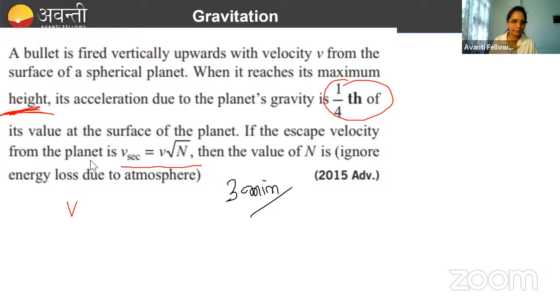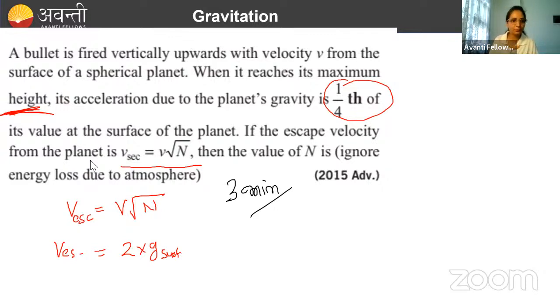And all this information is given. So the escape velocity is written as v root n. So we have to tell the value of n, right? So we just need to relate things. The escape velocity formula, what it used to be: it used to be root of 2 into g at surface into R.